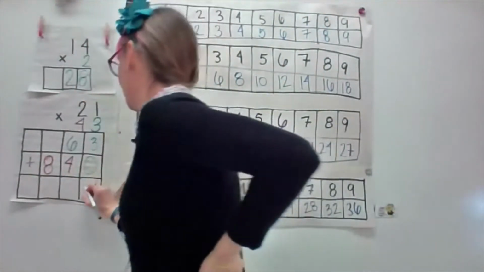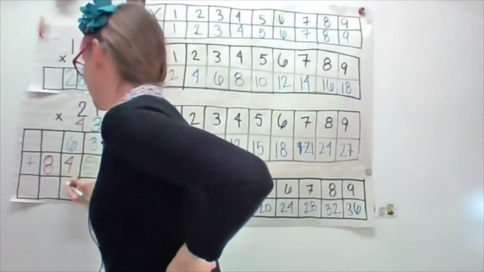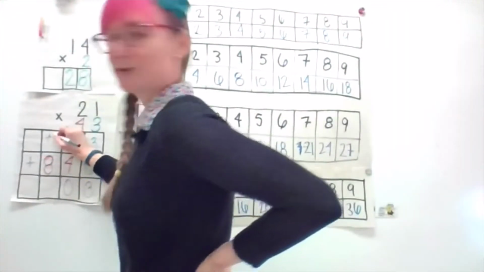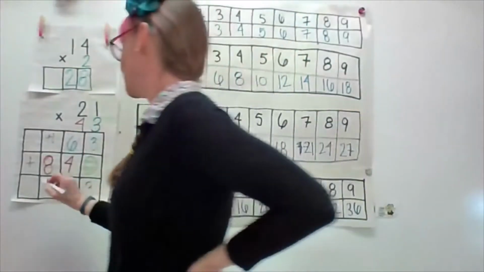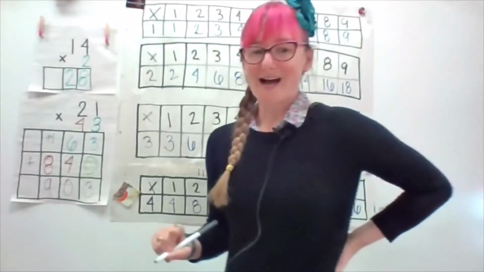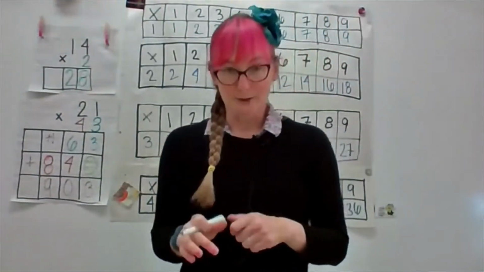3 plus 0 equals 3. 6 plus 4 is 10. So I drop my 0 and regroup that 1. Then I do 1 plus 8, which equals 9. So the product of 21 times 43 is 903.